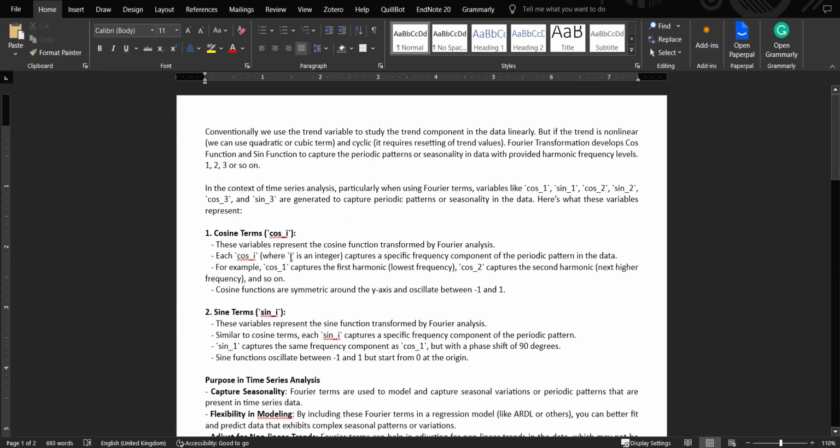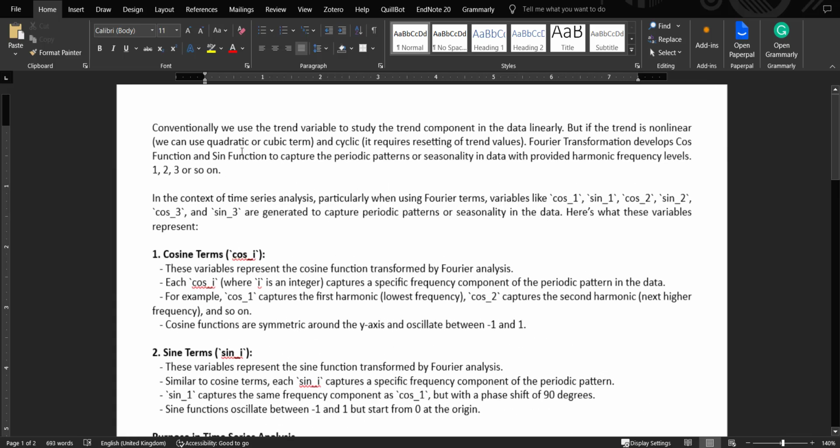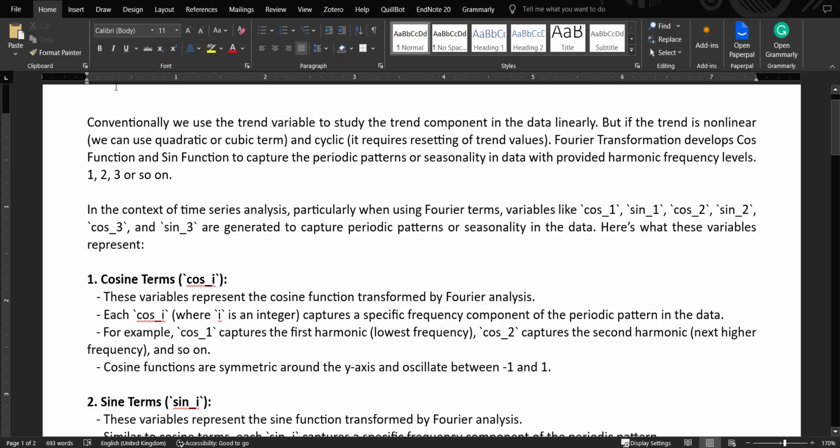I will give you a brief background and then you can read it here by pausing the video. I will zoom it up. So conventionally, people have used the trend variable to capture the trend component or to do the detrending. But this is a linear method because the trend variable grows linearly. But if the trend is non-linear, some people have tried to use quadratic or cubic form of trend variable.